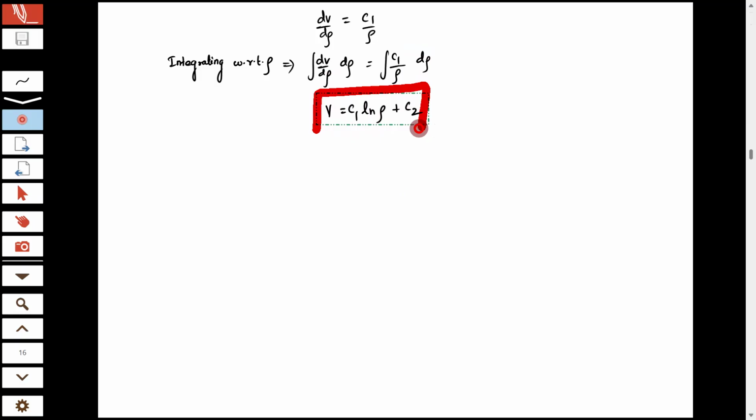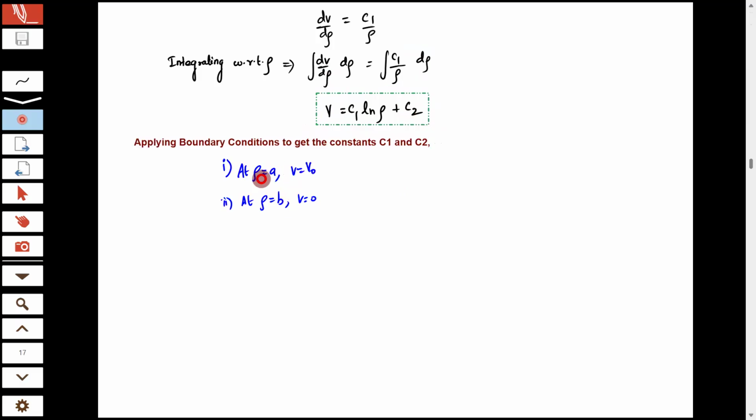So thereby we get the potential function V as C1 logarithm rho plus C2, where C1 and C2 are the integration constants which can be found from the boundary conditions which we have. So we can consider the two boundary conditions. By applying one boundary condition, at V equals V naught, rho equals A, we will write V naught equals C1 logarithm A plus C2. Applying the second boundary condition, we will get 0 equals C1 logarithm B plus C2.